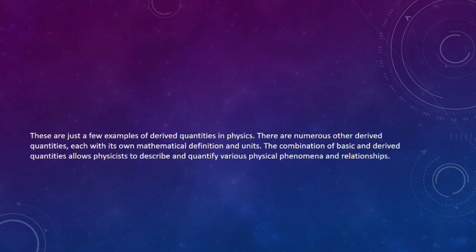These are just a few examples of derived quantities in physics. There are numerous other derived quantities, each with its own mathematical definition and unit. The combination of basic and derived quantities allows physicists to describe various physical phenomena and relationships.